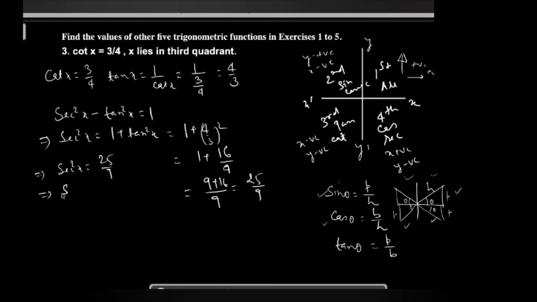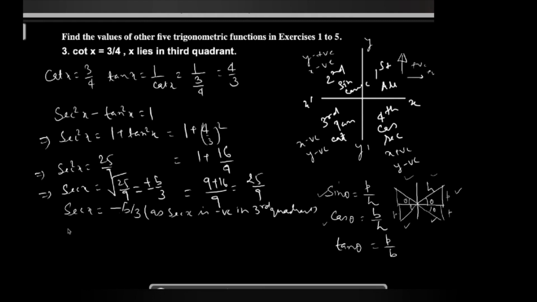This implies sec x is square root of 25 by 9, which will be nothing but plus and minus of 5 by 3. But since it's given it is in third quadrant, we know that sec theta would be negative in third quadrant. In third quadrant, only cot and tan would be positive. So sec x would be nothing but minus 5 by 3, as sec x is negative in third quadrant.